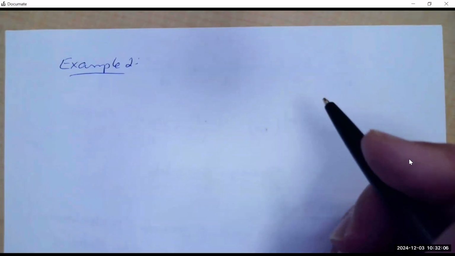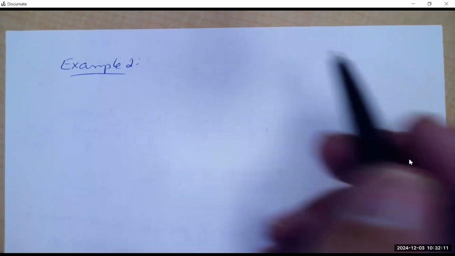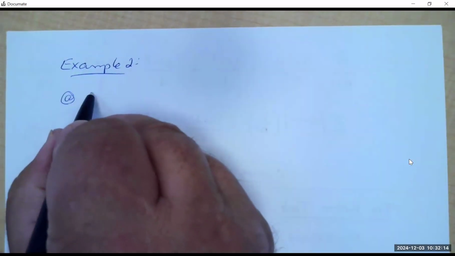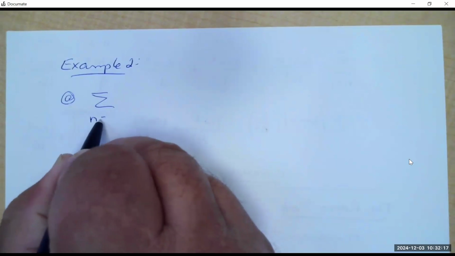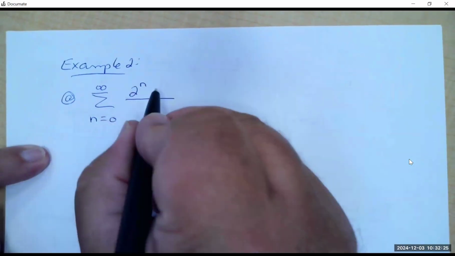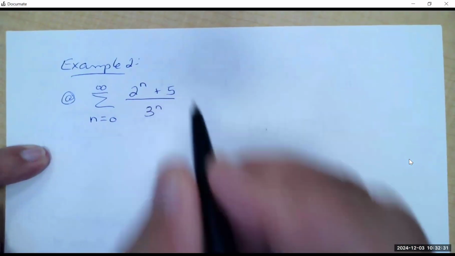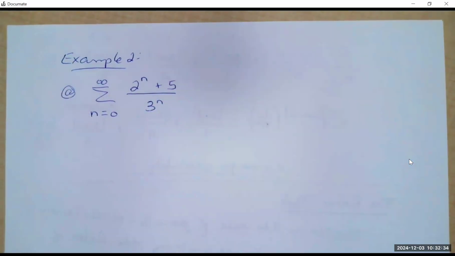Example 2. Investigate the convergence of the following series. A: the summation as n starts at 0 and goes to infinity. Since it starts at 0, my terms are just n, not n plus 1. So does it converge or does it diverge? How do we know? What can we do?